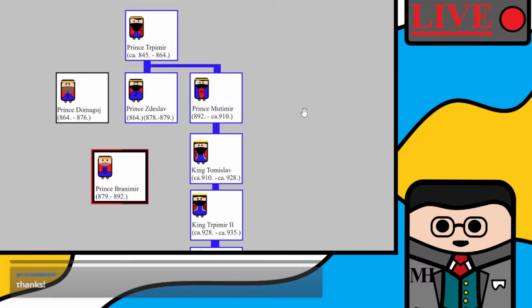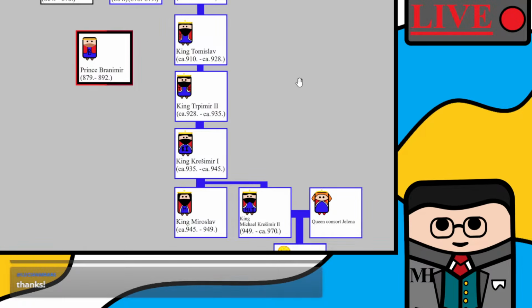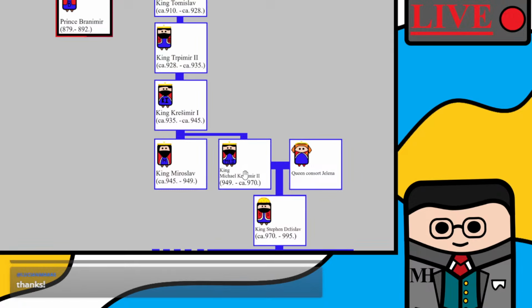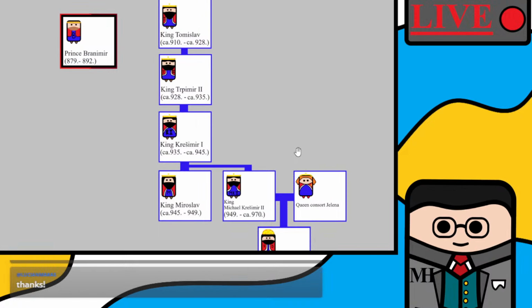But we pretty much know the dynasty until King Tomislav. And then it's sort of a muddle as to what happens between Tomislav and Michael Krešimir down here and Queen Consort Jelena, because we are not sure. We know these names exist. This is a presumption from one of the history books that I used, and which I agree with on how the rulership probably went. It was the latest historiography at the time, but we're not sure who these people are, that they existed as they did, that they were called what they are.